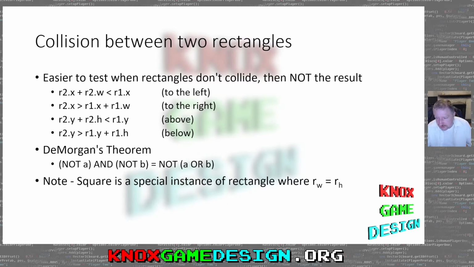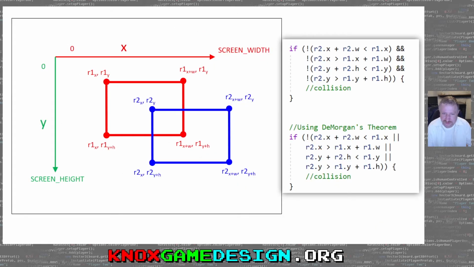And I'll also mention, if anybody out there hasn't had geometry yet, a square is basically a special instance of a rectangle. A square is a rectangle. It's just a rectangle where the width and height are equal. So if you've got squares, this applies to squares.